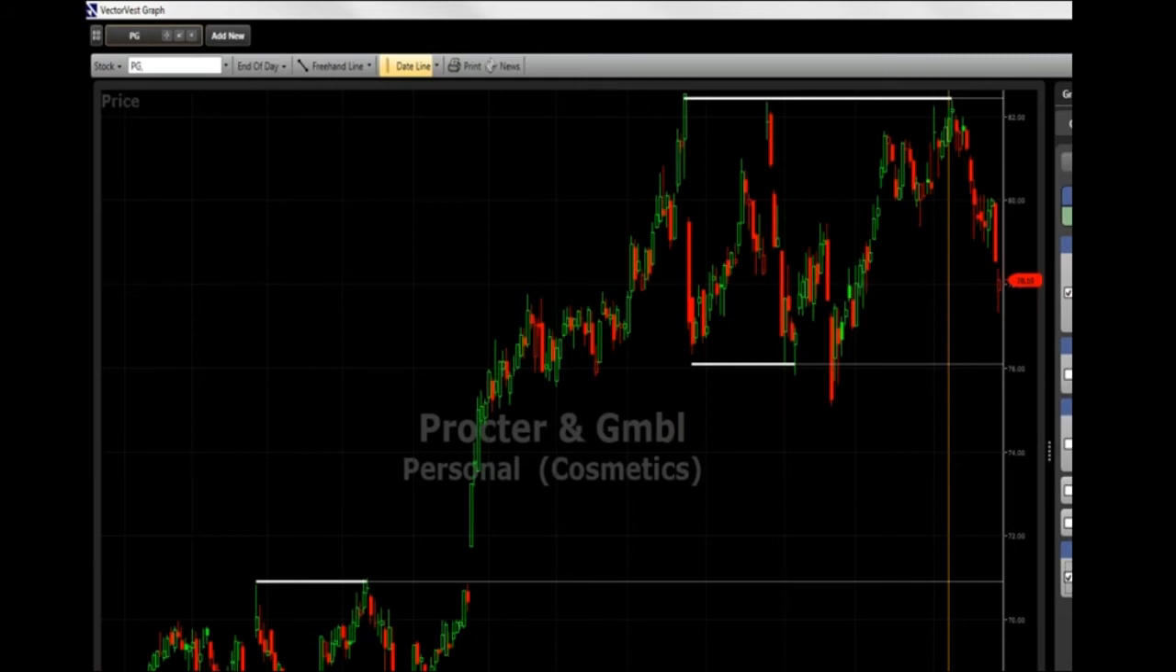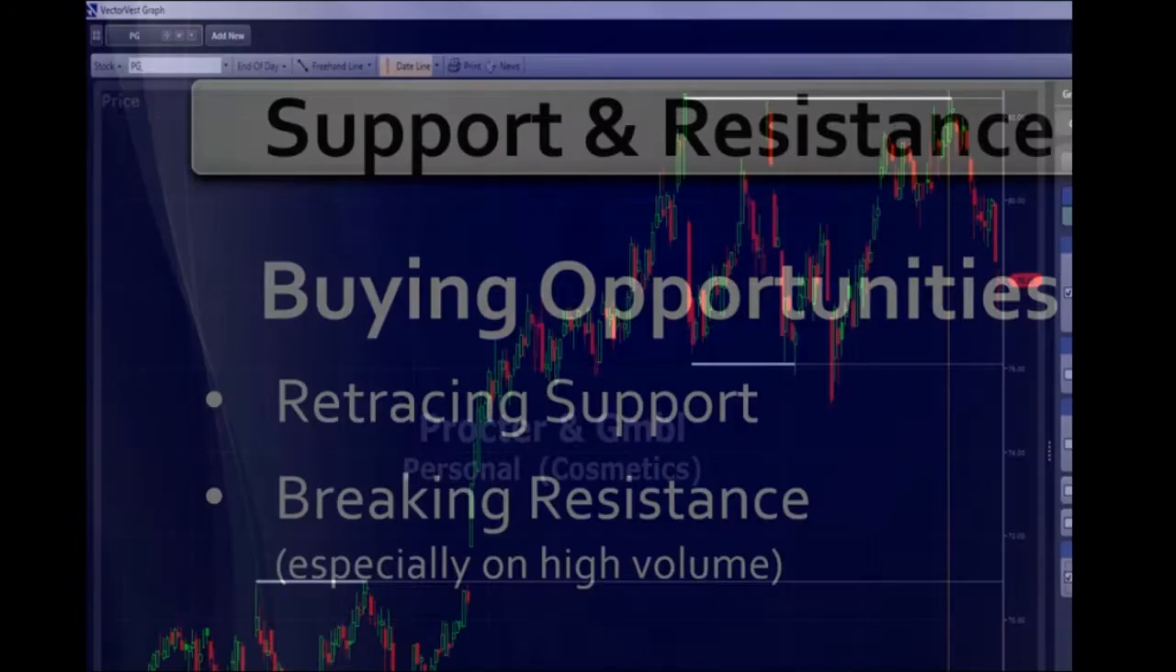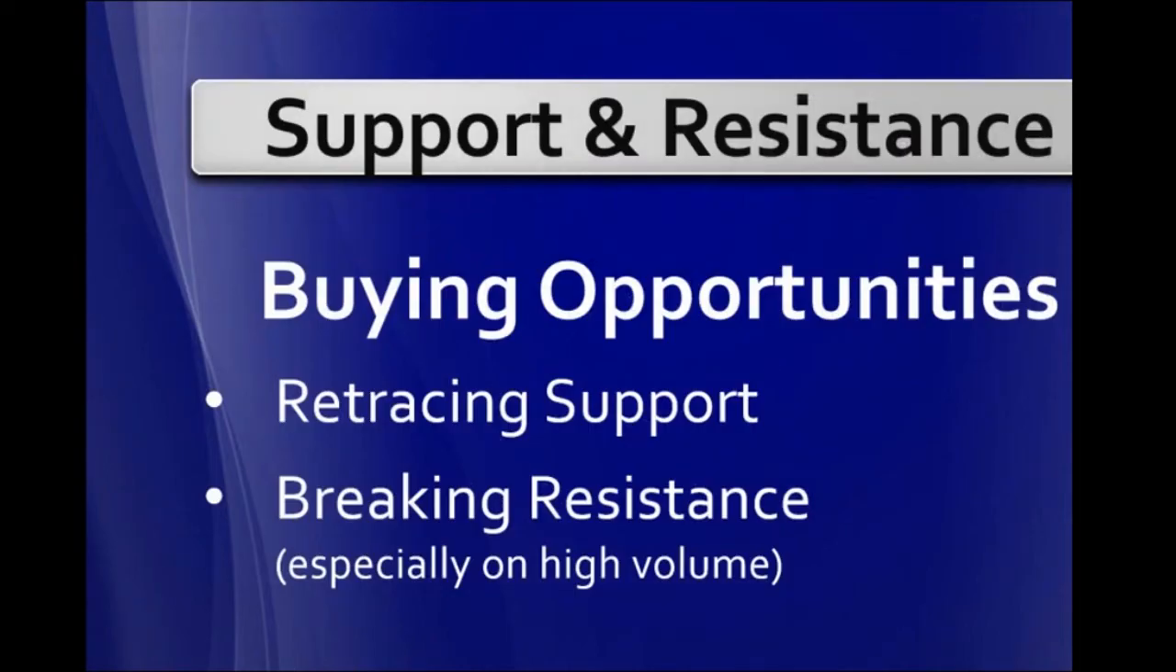So how do you use support and resistance in your trading? Well, it's probably pretty obvious. If you see price hitting a support level and bouncing off, that's a bullish sign. It's hit the floor. Typically, price is going to continue to rise until at least the next resistance level. So when price bounces off of support, that's a buying opportunity.